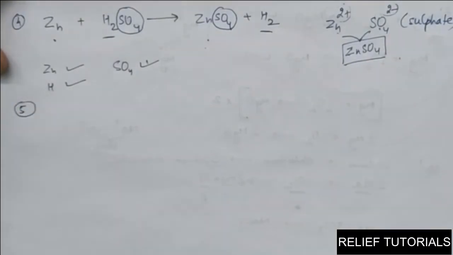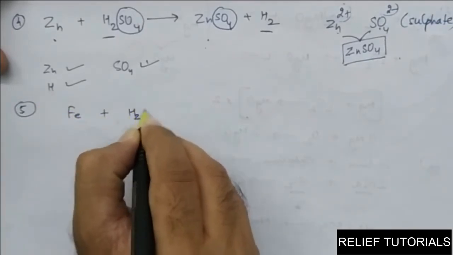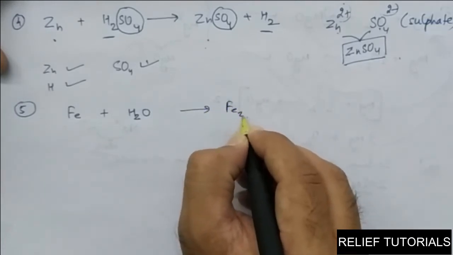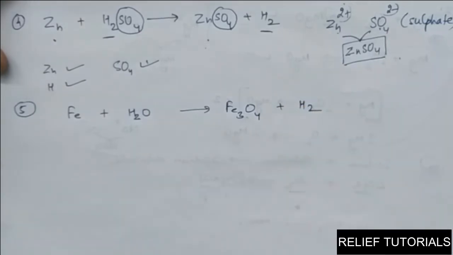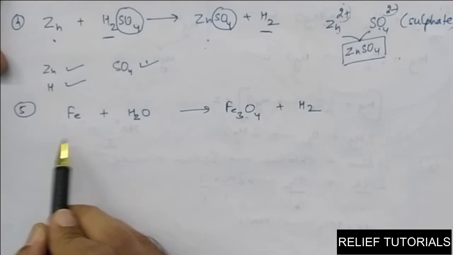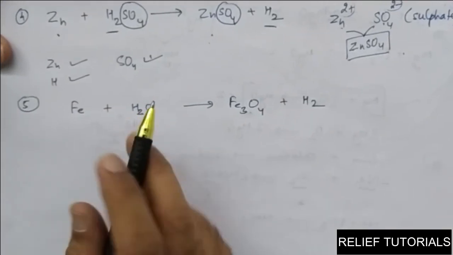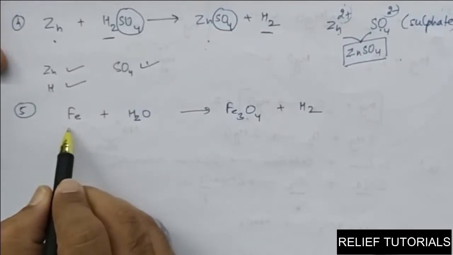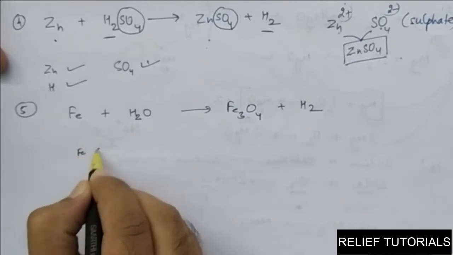Let us see the next example. Fe plus H2O gives Fe3O4 plus H2. Iron plus H2O gives Fe3O4 plus H2. How many Fe are here? 1. Here Fe is 3, so Fe is not balanced.